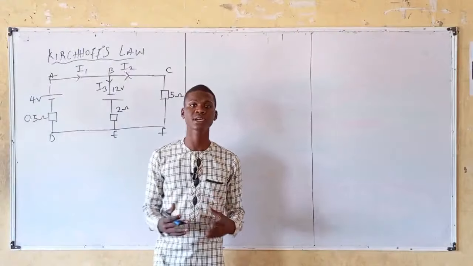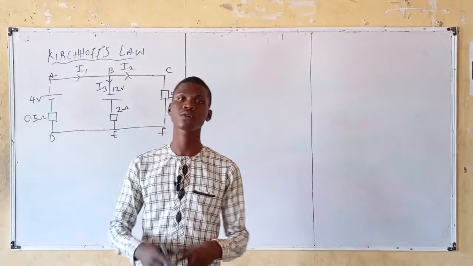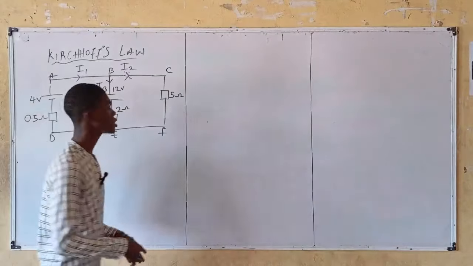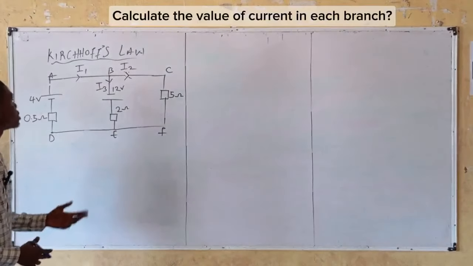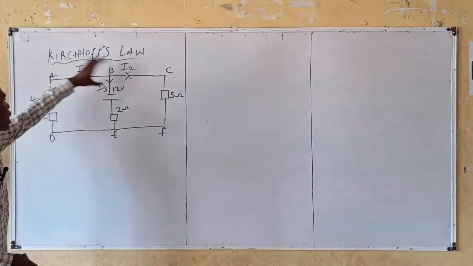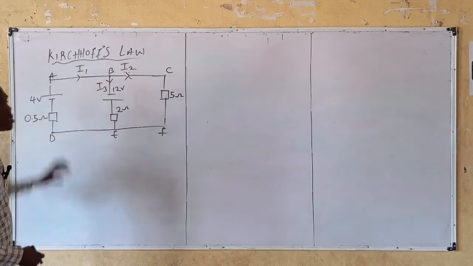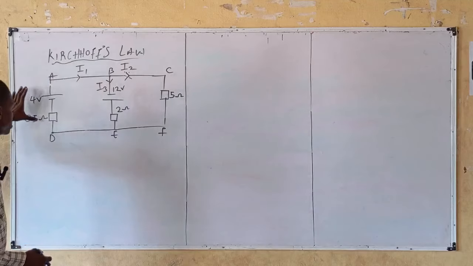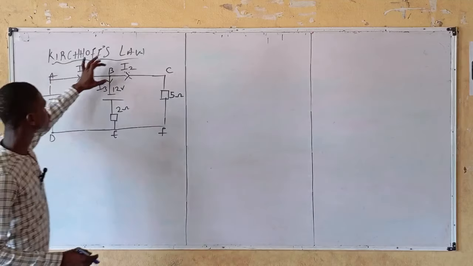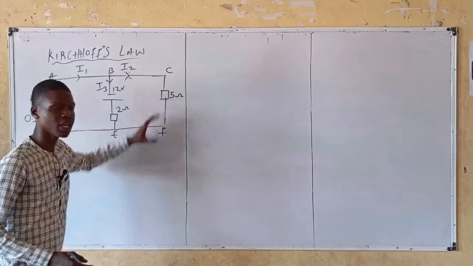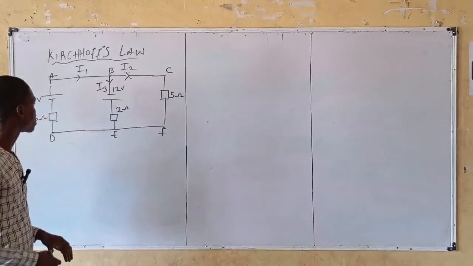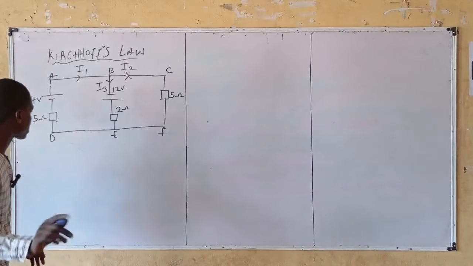Hello and welcome to the first examples on Kirchhoff's law. The question says calculate the value of the current in each branch, meaning I1, I2, I3, right? Now, I1 means the current in branch AD, while I2 means the current in branch CF, then I3 means the current in branch BE.